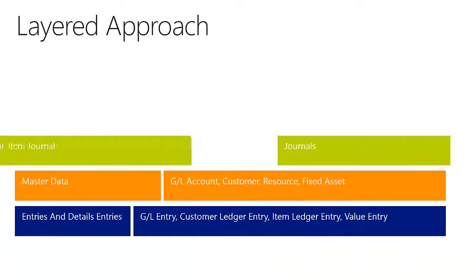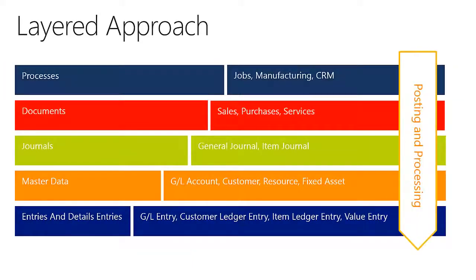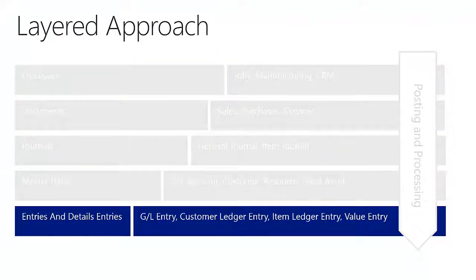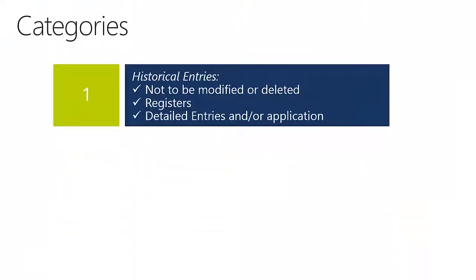In the layered approach that we discussed in the video, How Do I Read and Understand Posting Routines?, the entries and detailed entries are at the lowest level. That is what this video is about. If we look in the application and search for tables called entry something, we find about 66 instances, but they are not all the same. We can roughly divide them into 3 categories.